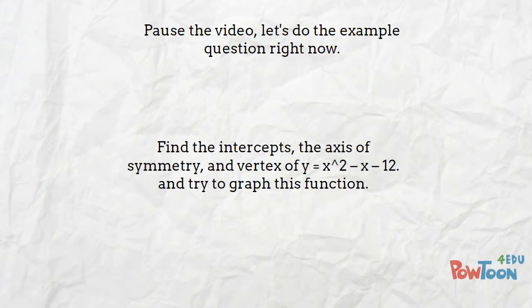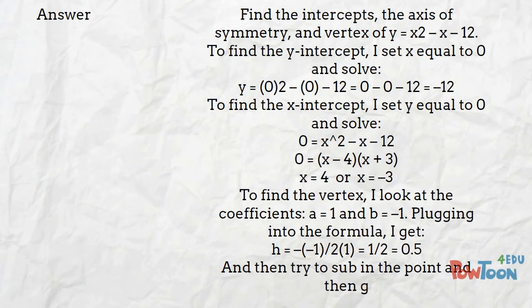Pause the video. Let's do the example question right now. Find the intercepts, the axis of symmetry, and the vertex of y equals x squared minus x minus 12, and try to graph this function. So first you've got to find the x-intercepts. In order to find them, you have to set y to 0. You get x equals 4 and x equals negative 3, and then you have to find the y-intercept. Set x equals 0, you get y equals negative 12, and then you find the vertex.